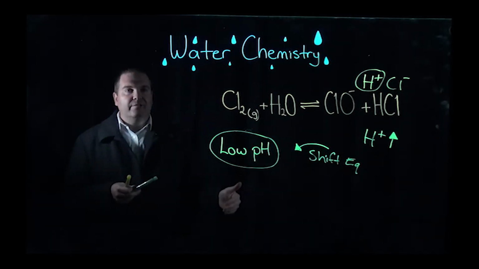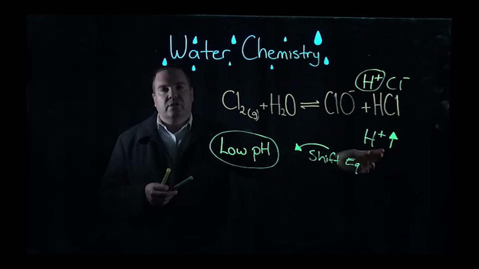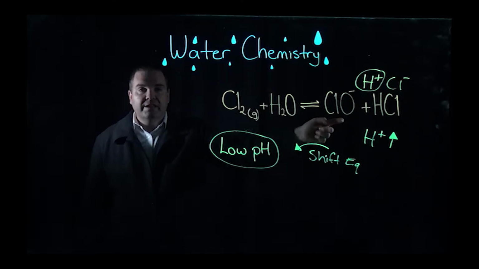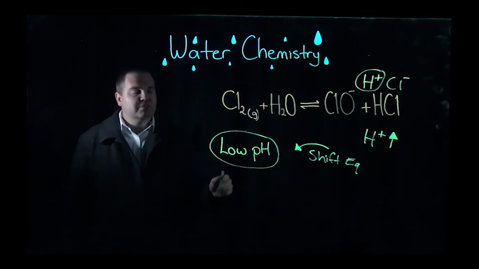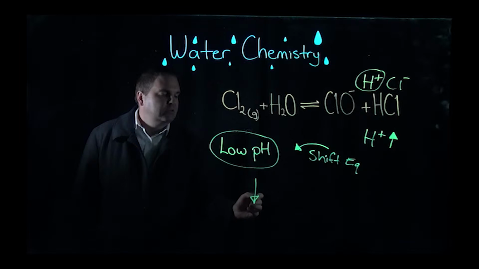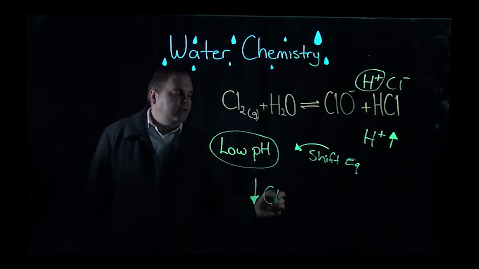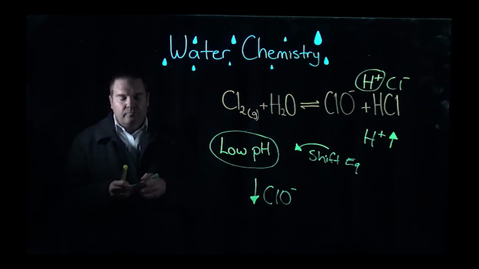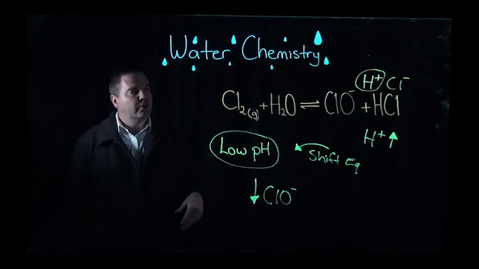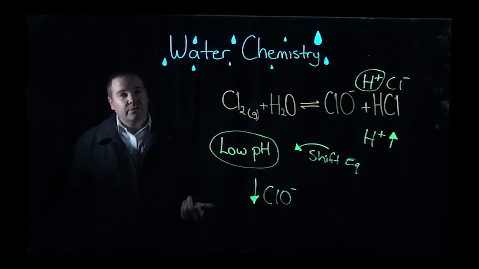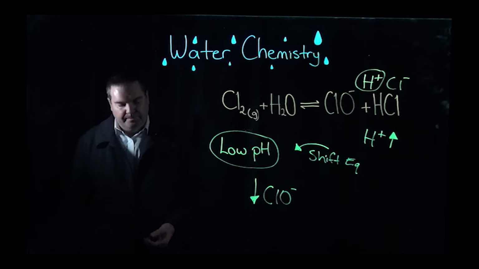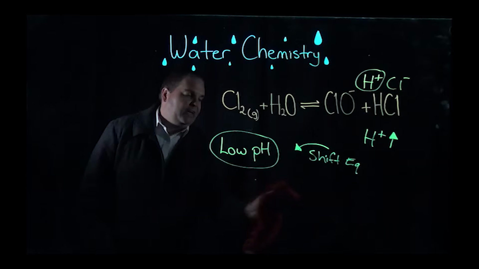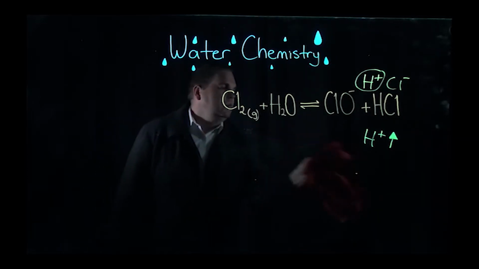So that shift to the left decreases the hydrogen ion concentration. But it also decreases the amount of hypochlorite ions we've got in there. So that shift in equilibrium to the left decreases our ClO minus, which is what we need in order to kill bacteria. So if your hypochlorite ion concentration decreases, you lose your ability to kill bacteria. Okay? What happens if we increase the pH though, is what we're going to look at now.